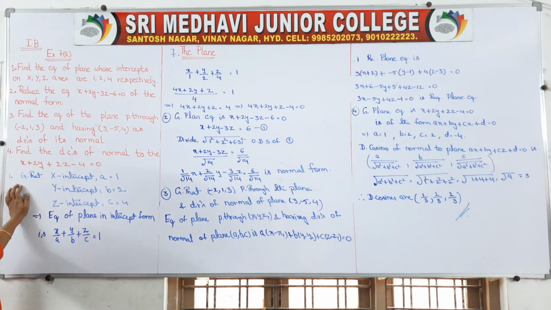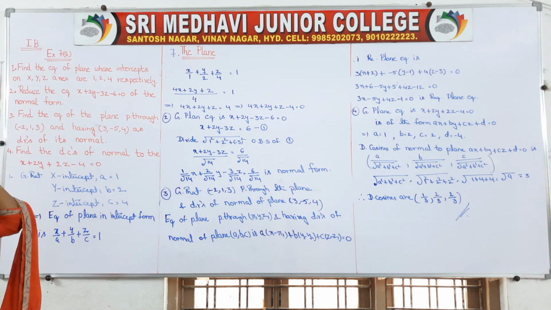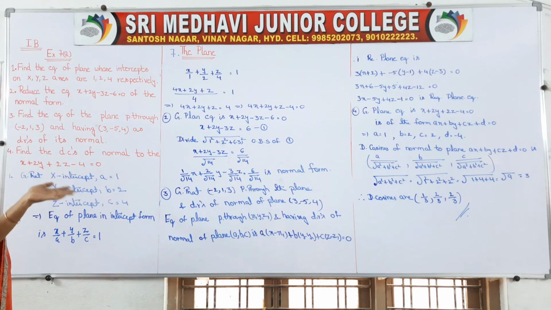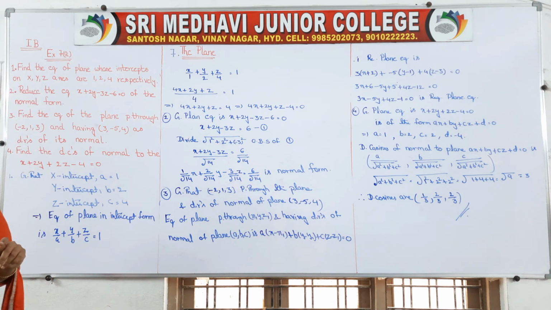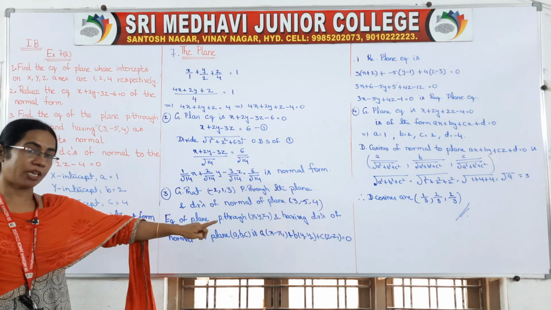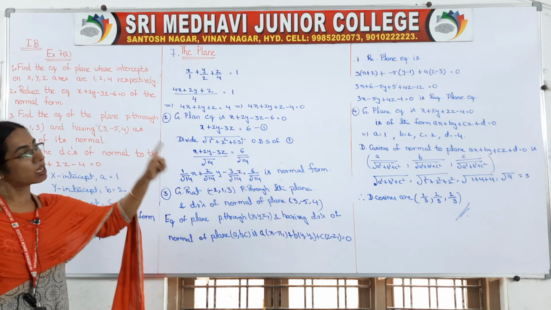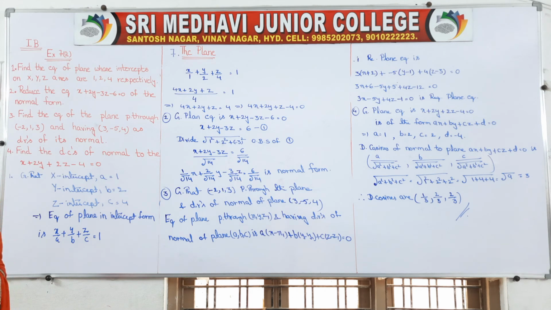So, we did all 4 problems. First, intercepts are given and we form the general equation of the plane by just substituting in the intercept form. Second, we reduce the equation into normal form, just like a line equation. Next, third, the plane passes through one point and the direction ratios of the normal of the plane are given to you. Whenever one point on the plane and the direction ratios of the normal are given, the plane equation can be taken by this formula. Substitute and simplify, and you will get your required plane equation.